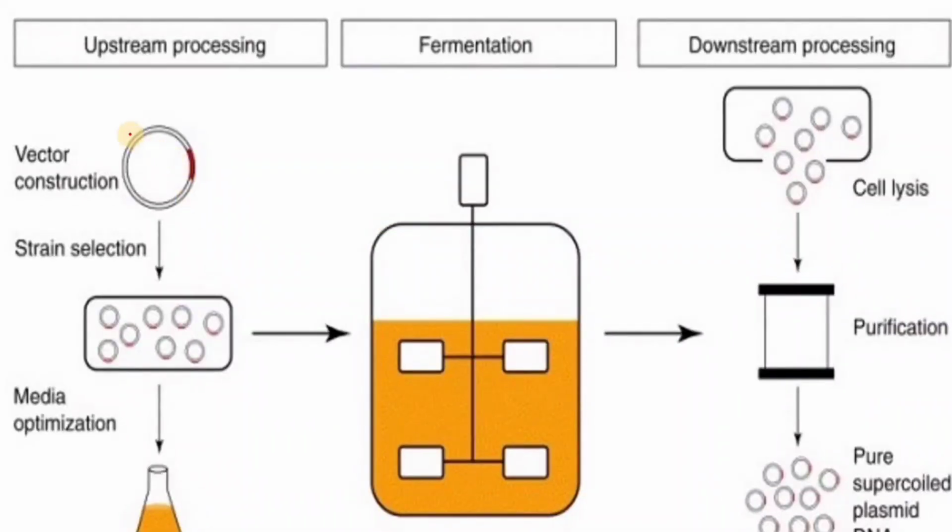This is upstream processing. First of all, we insert our target product in a vector and we pump the colonies inside a host cell, and the targeted product is achieved in very small quantities. After that, we perform fermentation and the product is produced in large quantities. After fermentation, we perform downstream processing, in which cell lysis, purification, and after purification we achieve our targeted product.